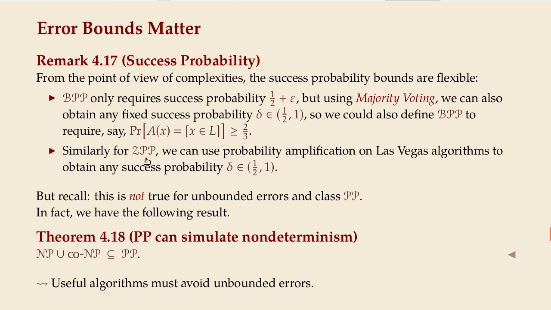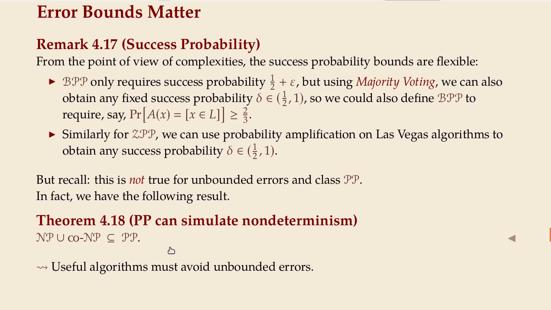The same is true for ZPP, for the Las Vegas algorithms. We've also seen how to amplify the probability of success there by essentially just repeating the algorithm a few times until it outputs something other than question mark. Whereas for unbounded errors, this was not possible.